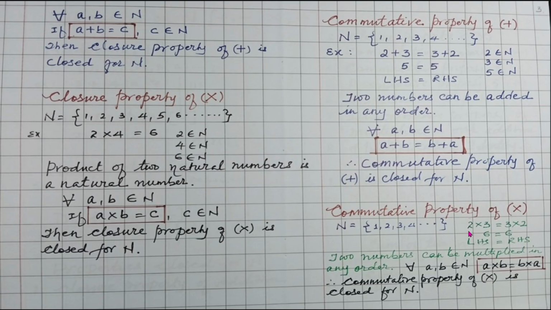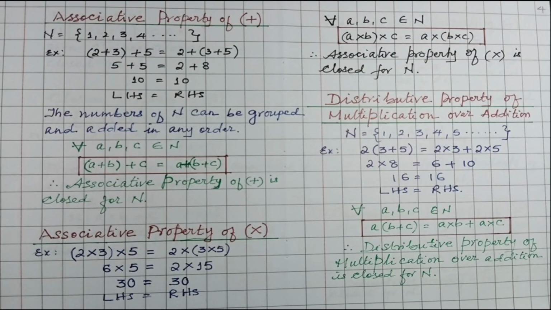Now, coming to the commutative property of multiplication. What is this commutative property of multiplication? Multiplication of two numbers in any order is the same. Whether you multiply a by b or b by a, the answer is the same, and therefore the commutative property is closed for the set of natural numbers. If you take 2 and 3, 2 into 3 is 6, 3 into 2 is 6. 2 belongs to N, 3 belongs to N, 6 also belongs to N. The answer is 6 and 6 for both, that is LHS is equal to RHS. The commutative property of multiplication is closed for the set of natural numbers.